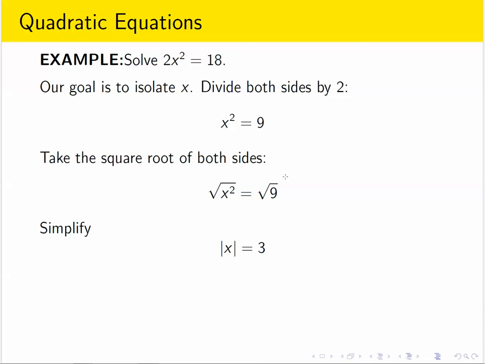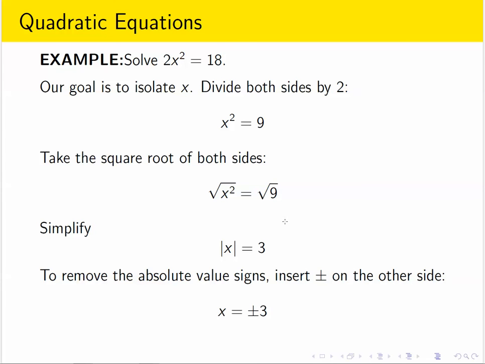So that's what you end up with after you take the square root of both sides and simplify. And then to keep going, if you want to get rid of the absolute value signs, you introduce a plus or minus on the other side, because there are two things you could plug in for x here that make this true. You could plug in a 3, or you could plug in a negative 3, and when you take the absolute value of either of those, you get 3. So there are two solutions, a positive and a negative, and a good way to abbreviate is with this plus or minus sign. x can be plus 3 or minus 3. And that means there are two solutions for this equation.